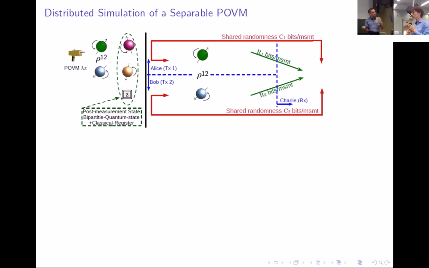Yeah. So in other words, what a separable POVM is saying is that I should be able to do separate measurements and mix the outcomes so that I can simulate the original POVM. That's pretty much all there is to it. Yes, but if it's not a separable POVM, it's not possible to do it in a distributed fashion. Okay. Do we have any more questions now?